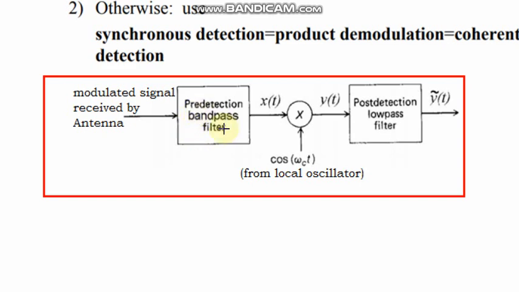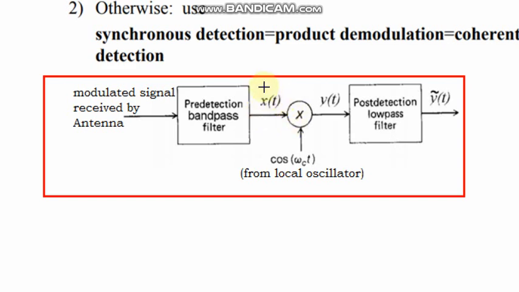Inside the band, whatever frequencies are there will pass. So whatever signal we receive from the antenna, the band where the useful signal is available has to be selected. That's why it is called the pre-detection bandpass filter, meaning that range of frequency which has the maximum useful signal is taken in the earlier stage of the receiver. And here the bandpass filter output is written as x(t).